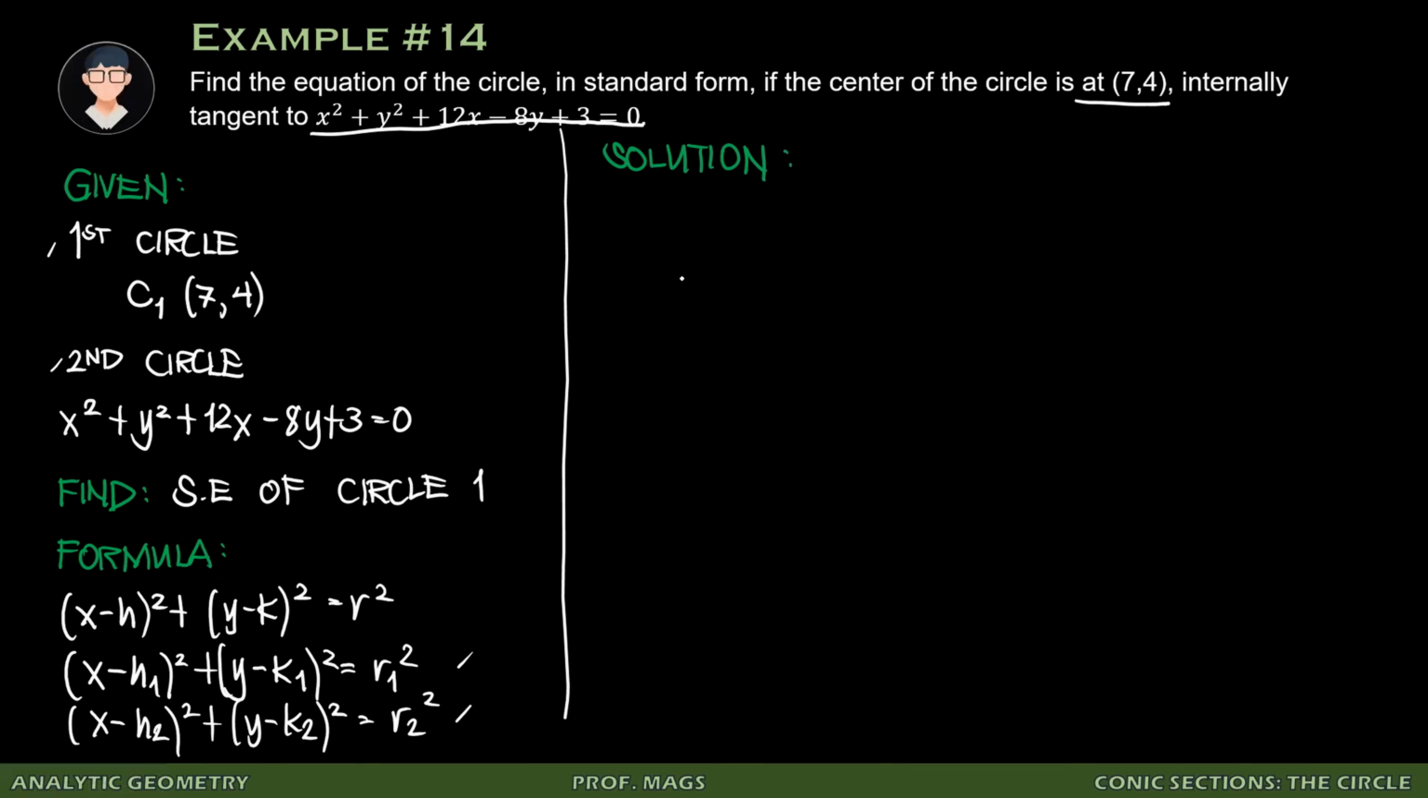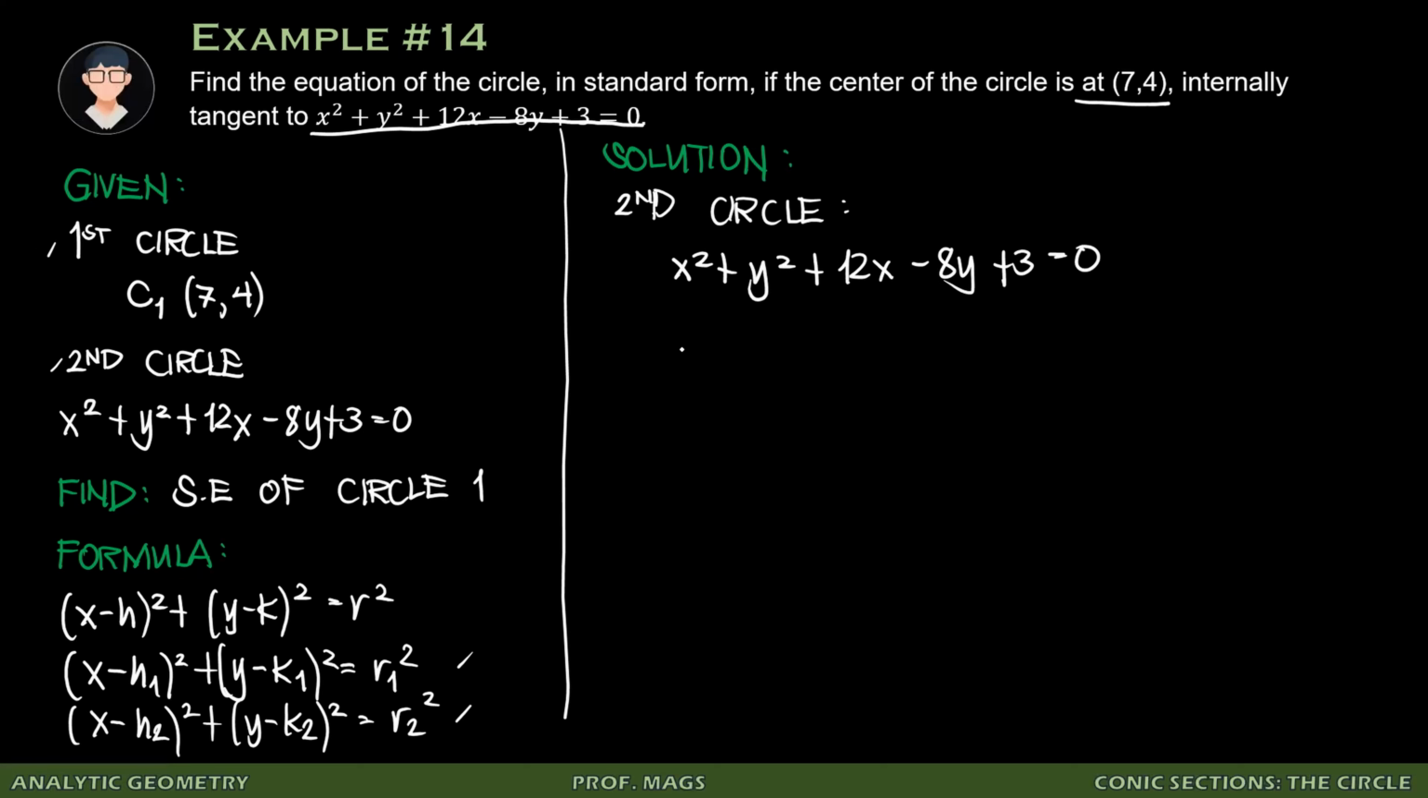For our solution, the first thing that you will do is, for our second circle, we have to convert this general equation of the second circle into standard equation in order for us to find the center of the second circle and the radius of the second circle. Okay? So x squared plus y squared plus 12x minus 8y plus 3 is equal to 0.